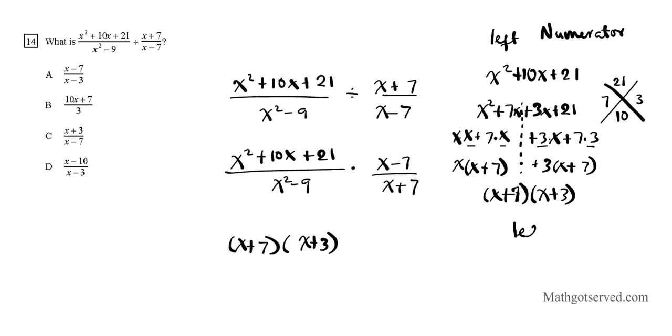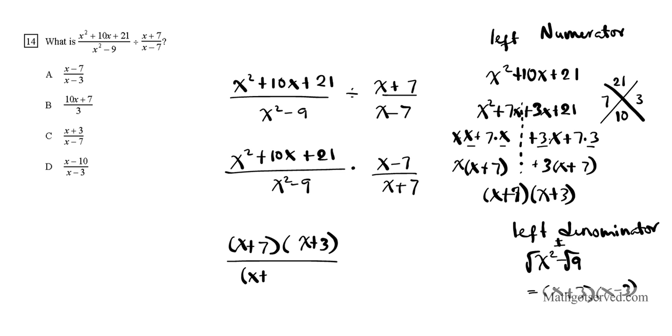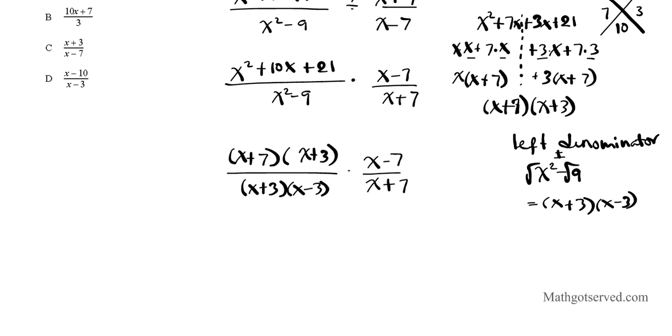And our left denominator, we have x squared minus 9. So you take the first and the second, and then plus or minus the square root. So this is going to become x plus 3 times x minus 3. So here we're going to have x plus 3 times x minus 3 times x minus 7 over x plus 7. All right, so let's see what this reduces into.